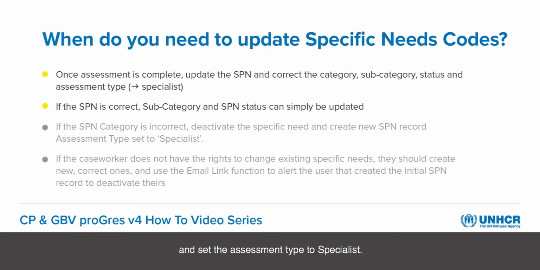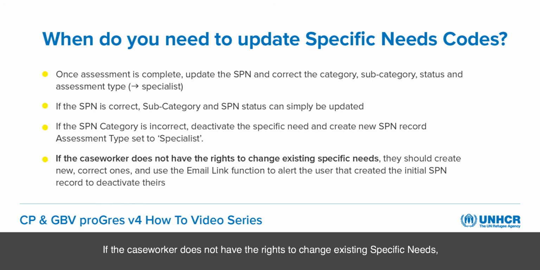If the SPN category is incorrect, it is better to change the SPN status to no longer valid if the situation of the child has changed or if the SPN was wrongly recorded. The caseworker can then create a new SPN record with assessment type set to specialist. If the caseworker does not have the rights to change existing specific needs, they should create new, correct ones and use the email link function to alert the user that created the initial SPN record to deactivate theirs.